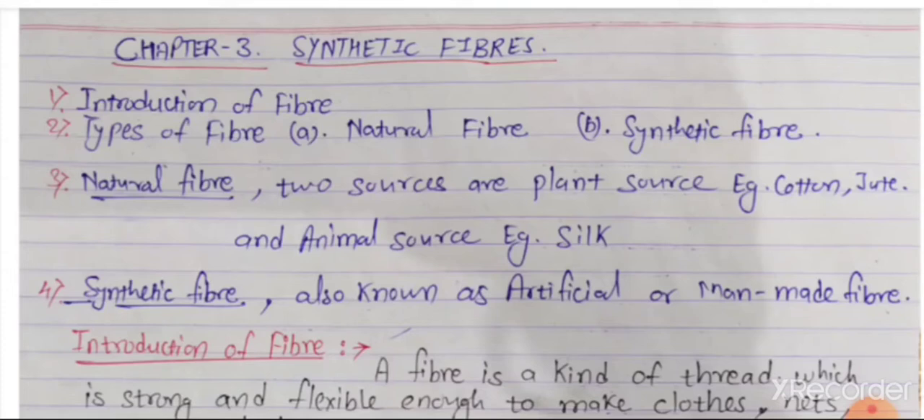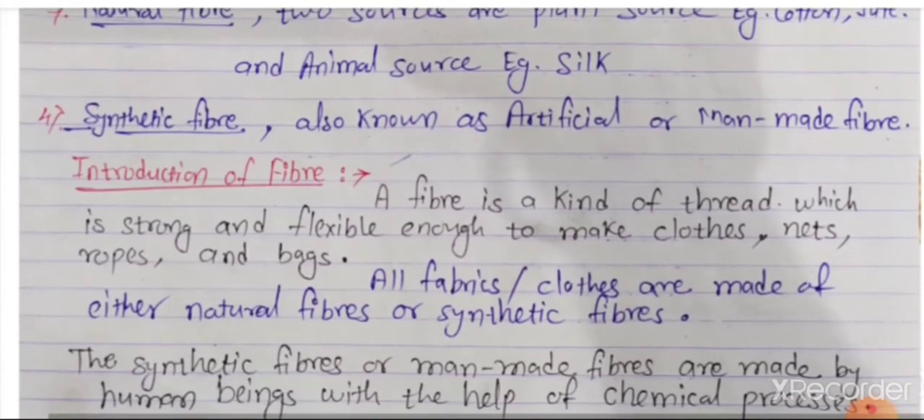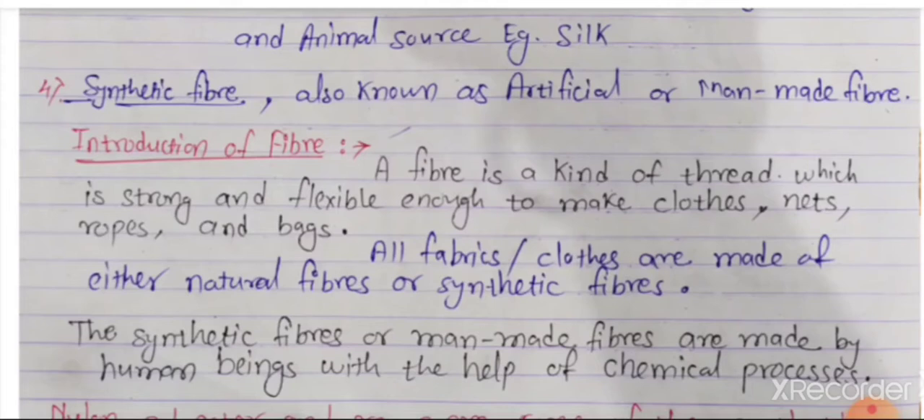Introduction of fiber. A fiber is a kind of thread which is strong and flexible enough to make clothes, nets, ropes and bags. So the definition of fiber: it's a kind of thread, एक प्रकार का धागा है, which is strong and flexible enough to make clothes, nets, ropes and bags. All fabrics or clothes are made up of either natural fiber or synthetic fiber.